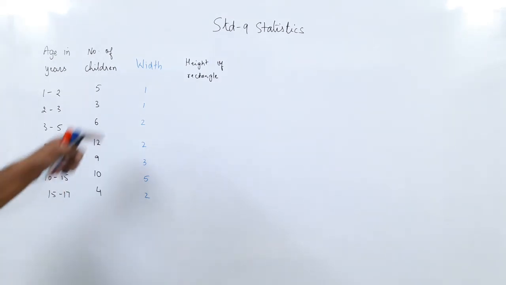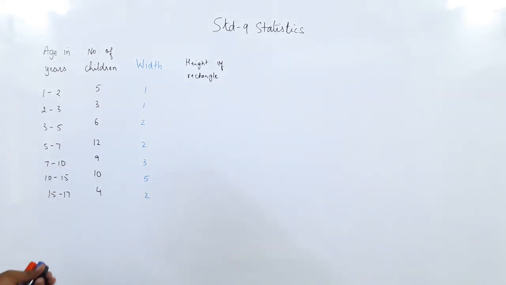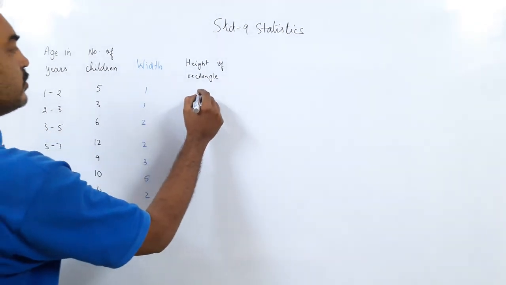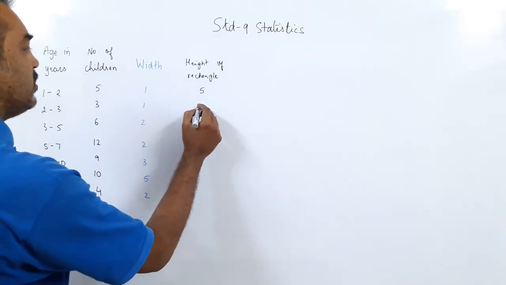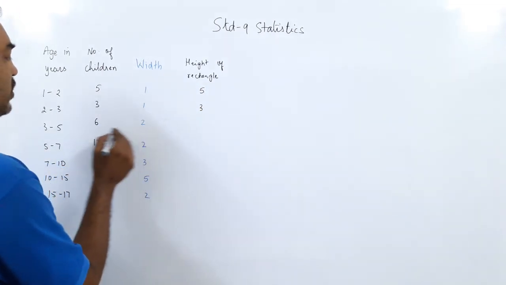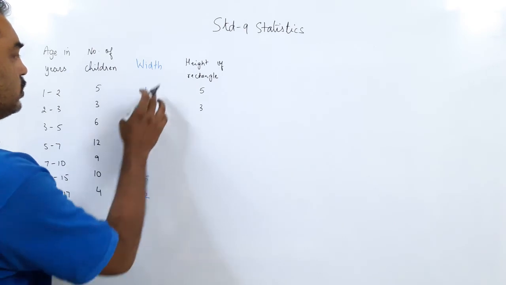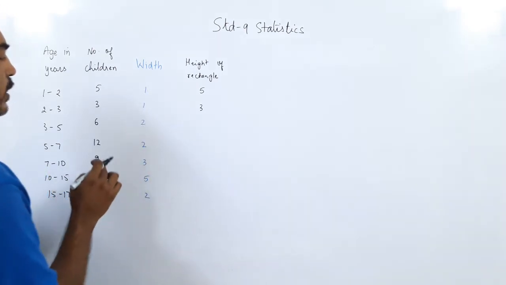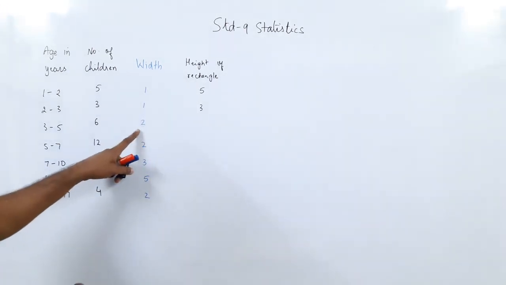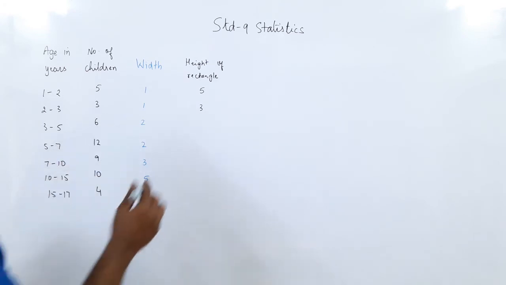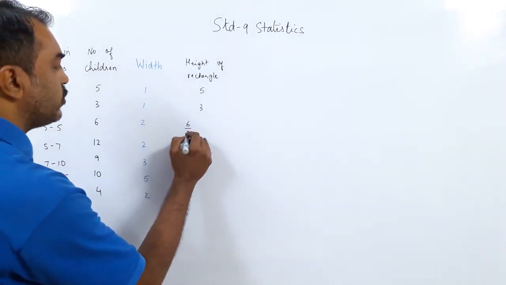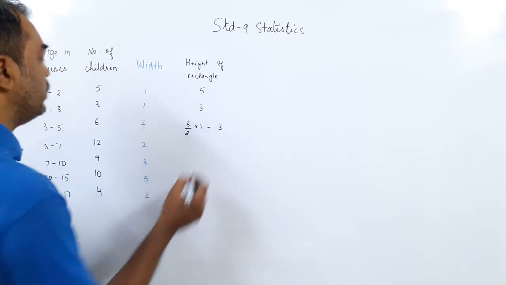So now first we'll choose what is the width we want to keep. The same width. So we'll go for the width of 1 only. So here the width is 1. So this will remain 5. The width is 1 here too, so this will remain 2. Now here the width is 2. So I want to break it into 1. So if the width is 2, the height is 6. So if the width is 1, the height should be 6 by 2 into 1. So the height should be 3.